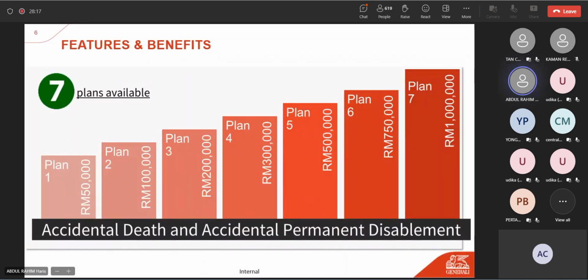And Smart PA has 7 plans, so it's actually quite a wide range. So it's actually available for the mass market. So plan can start from 50,000 up to plan 7 with a 1 million ringgit cover. These are the sum insureds for accidental death and permanent disablement. The premiums above age 80 do not change, but the sum insured reduces for ADPD.